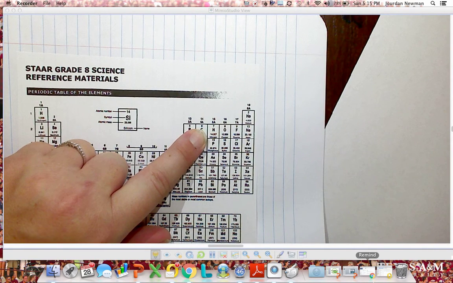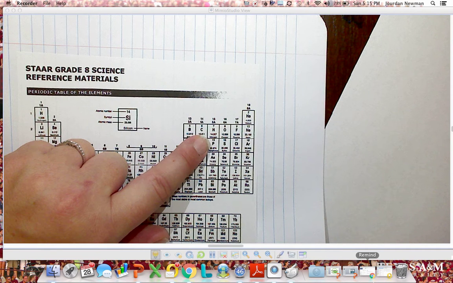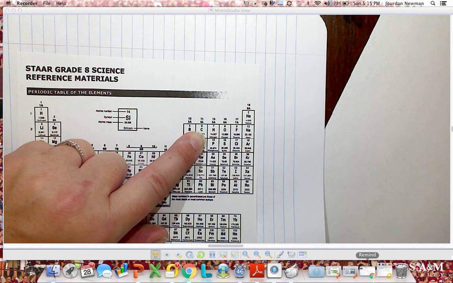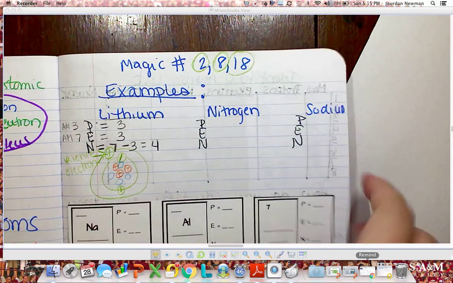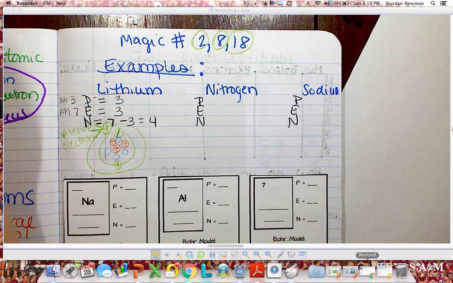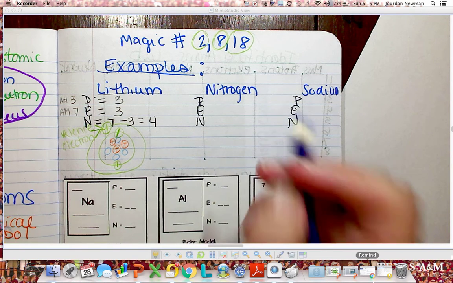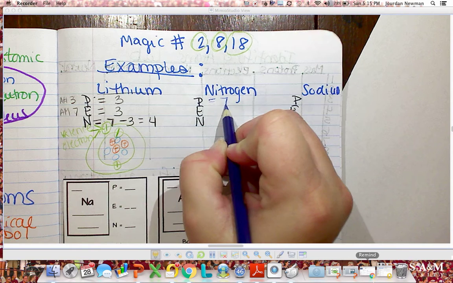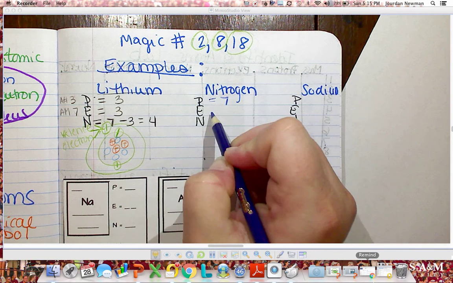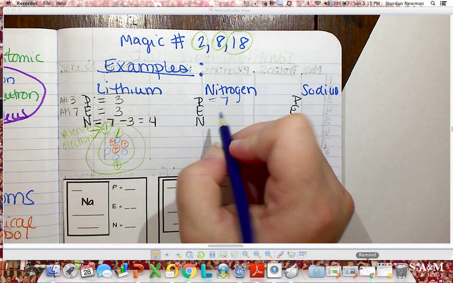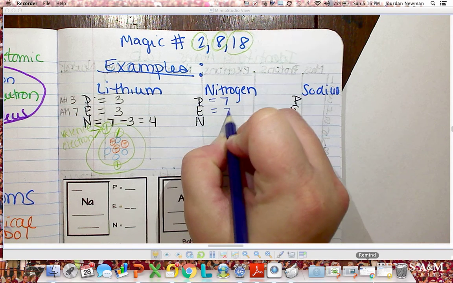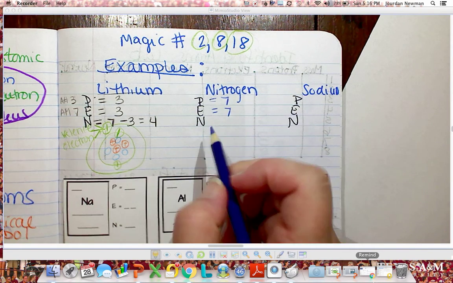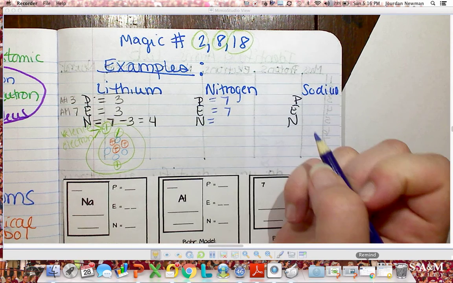Nitrogen on the periodic table is right here. Okay, our atomic number for nitrogen is 7, and our atomic mass is 14.007. So rounded, we're going to round that because it's 0.007. We're going to round that to 14. Okay, so since our atomic number for nitrogen is 7, that means our protons are 7. Also again, remember we're only drawing neutral atoms right now, so that means our electrons are 7.